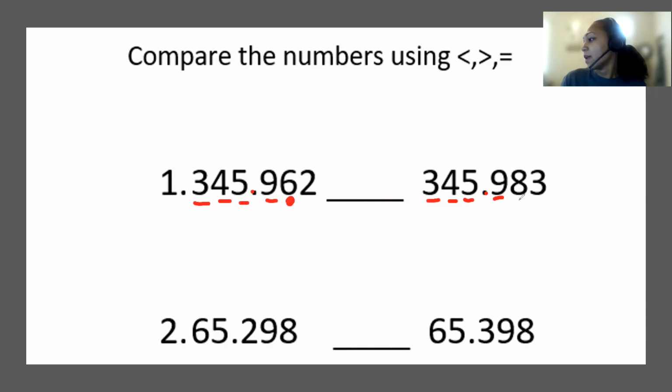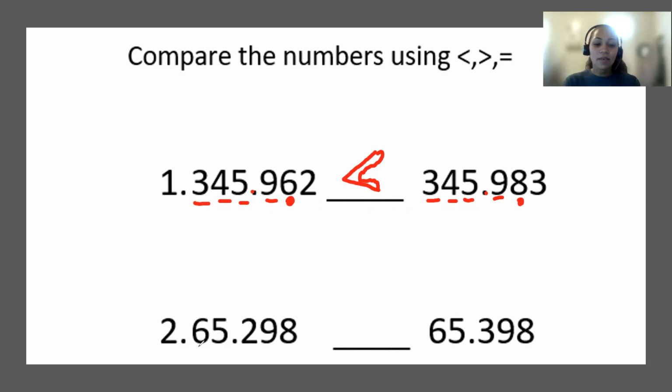6, 8. This is where it got different. 6 and 8. Which one has more value? Which one is bigger? Well, the 8 is bigger. It has more value. So we want to make sure our hungry alligator eats the 8, the one that was bigger. All right, now let's go down to the second question here.